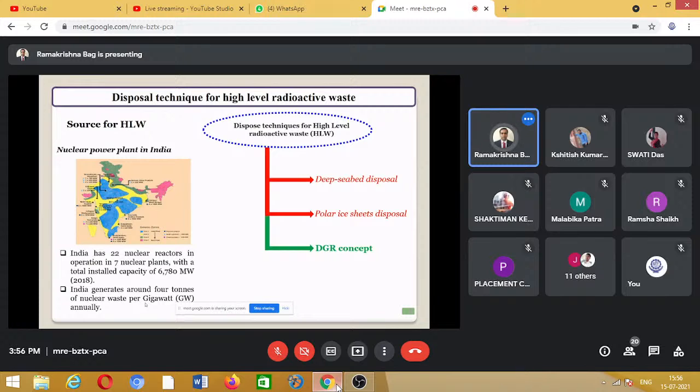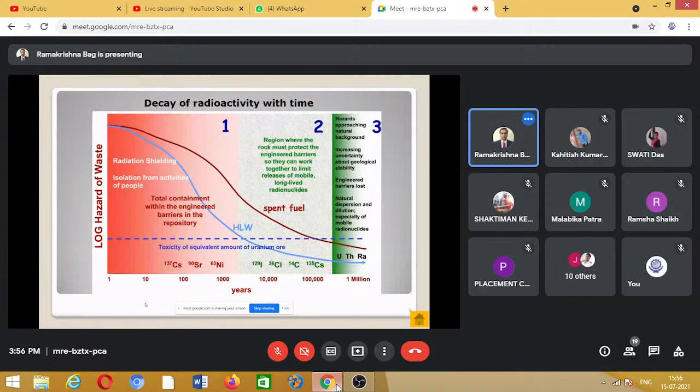It is not disposed. So DGR means Deep Geological Repository: D for deep, G for geological, and R for repository. The Deep Geological Repository we'll talk about later on. But as I said initially in that figure, we are taking out raw material, uranium, thorium, then we are processing it, and after fission, it becomes very harshly radioactive.